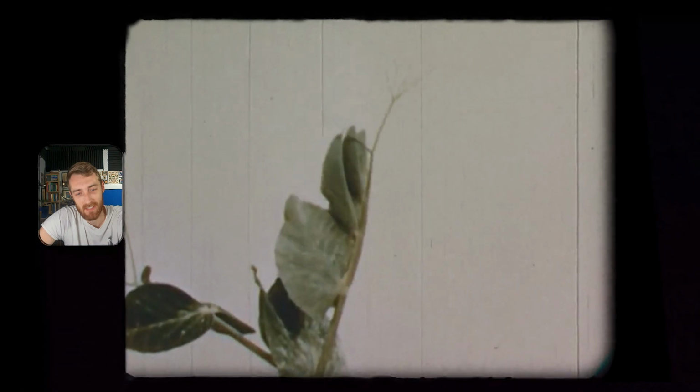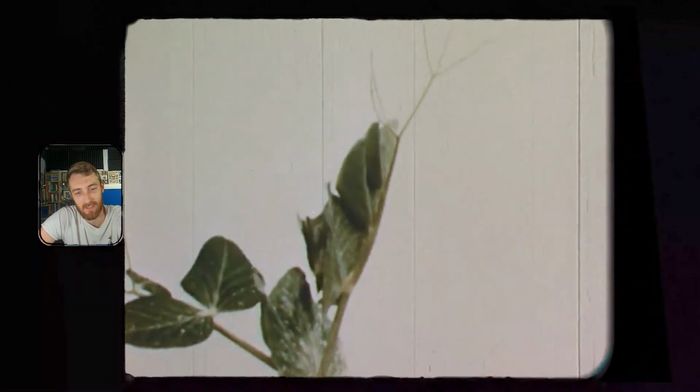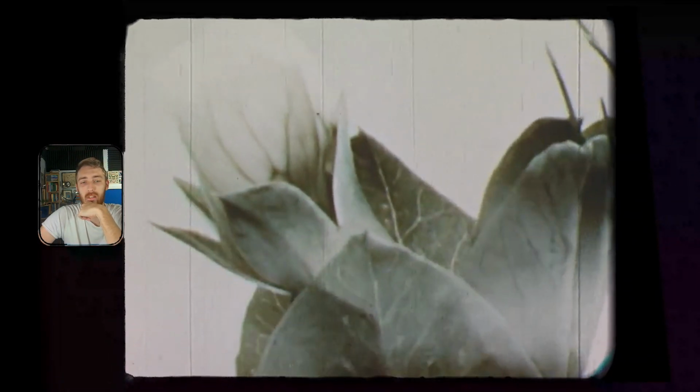At a certain stage of maturity, usually about 40 days for the pea, flower buds begin to appear.